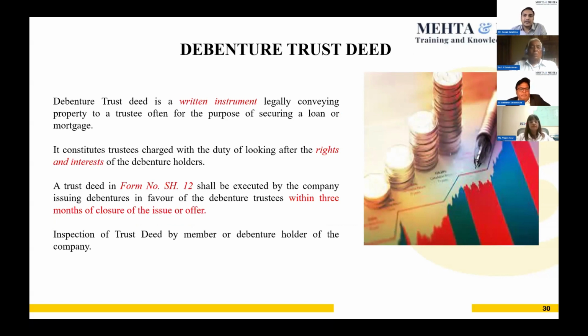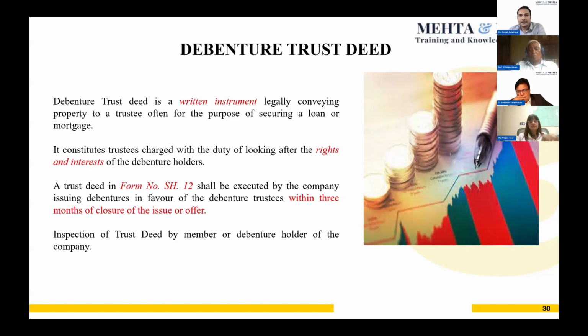It will usually contain the names of the trustee, the identity of the beneficiaries, and the nature of the trust property, as well as the powers and the duties of the trustee. It constitutes trustees charged with the duty of looking after the rights and the interests of the debenture holders. A trust deed in Form SH12 shall be executed by the company issuing debentures in favor of the debenture trustee within 3 months from the closure of the issue.